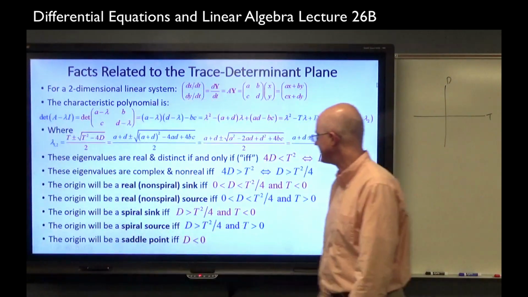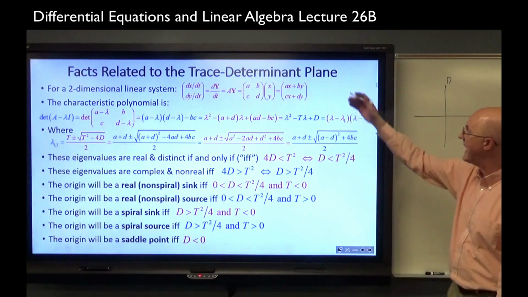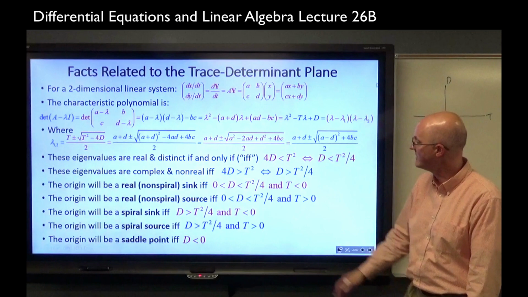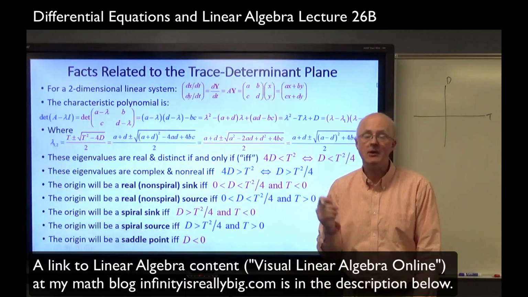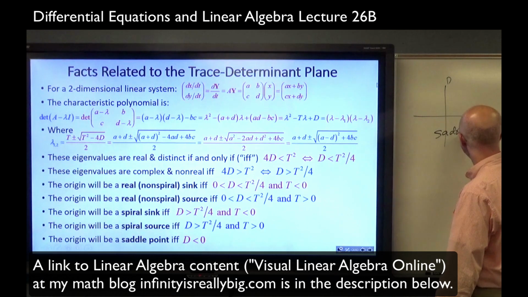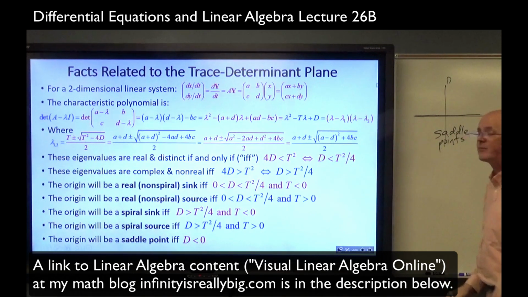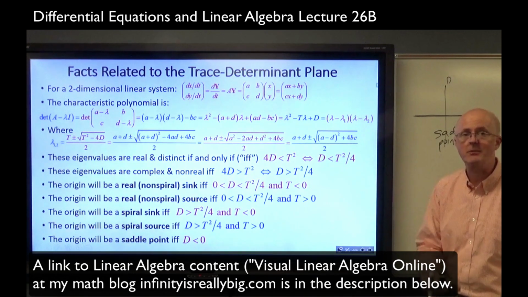the last condition: that it's a saddle point when D is negative. In fact, let's go ahead and start there. If you've got a 2-dimensional linear system like this, where D, the determinant, is negative, the origin will be a saddle point. So down here, underneath the t-axis, you're going to get saddle points at the origin for such linear systems, whenever the determinant is negative.